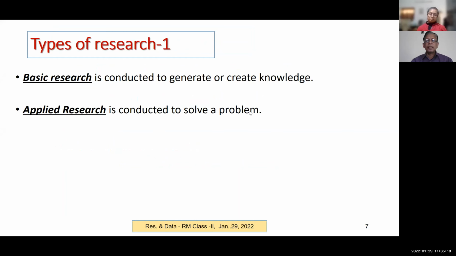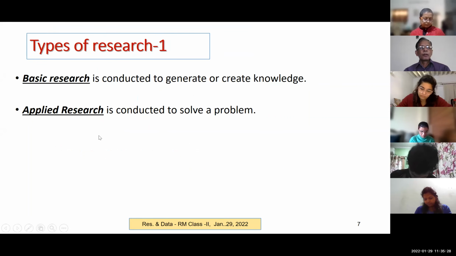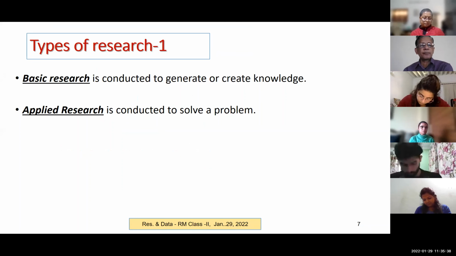Now we'll be having a very quick run on the classification or types of research, because we'll be repeating them repeatedly. So from one angle, we classify research into two broad categories. One is basic research, another is applied research.